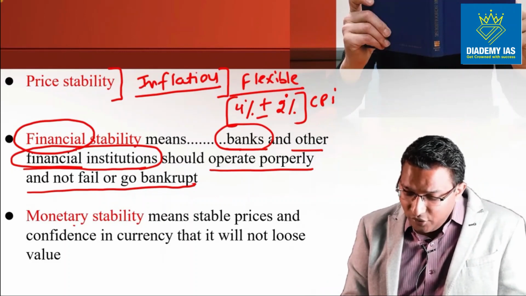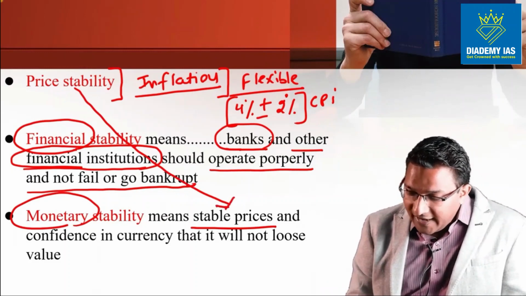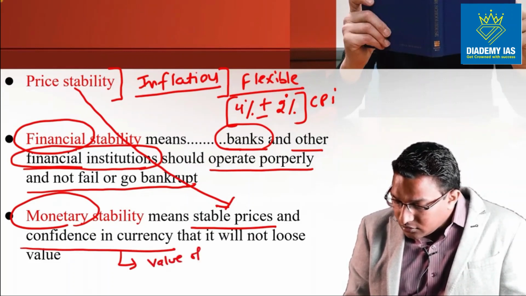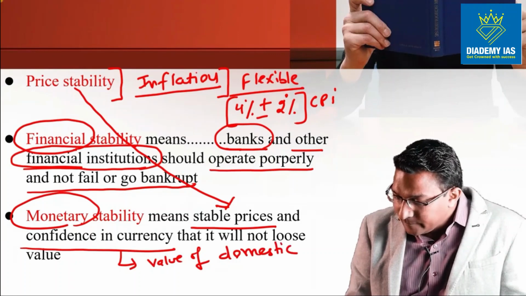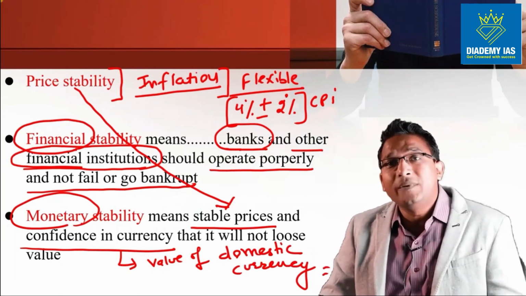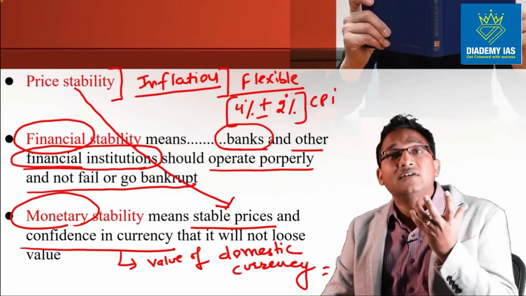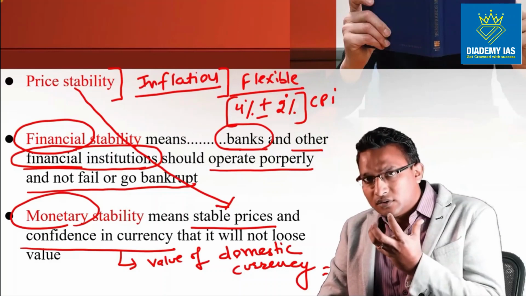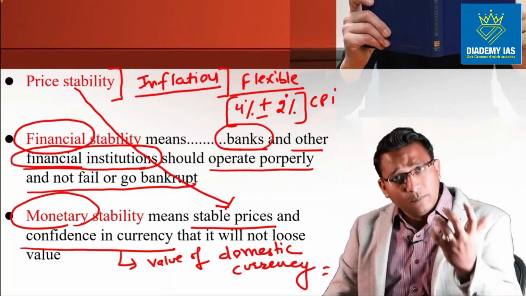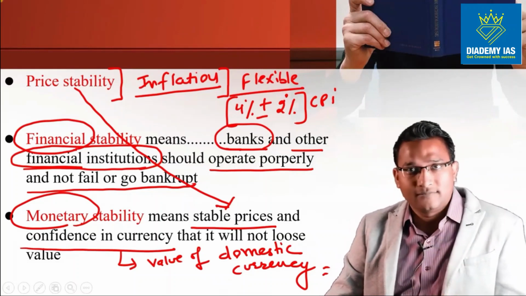Then monetary stability. Monetary stability means stable prices. So price stability is part of monetary stability, and confidence in the currency. Confidence in the currency means the appropriate value of domestic currency. That means the value of the rupee vis-a-vis foreign currencies like the US dollar should be appropriate. Neither should it be too appreciated, because then there will be an impact upon exports. The exports will be hampered, and if it is too low, our import cost will increase and we will face imported inflation. So the currency should be strong.